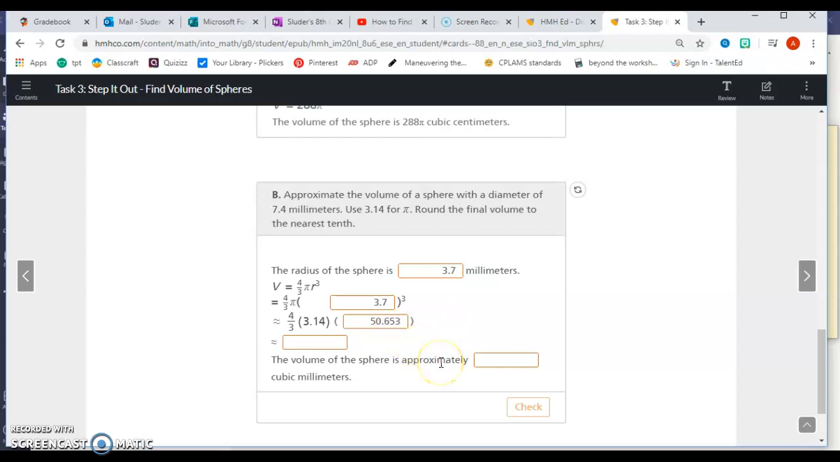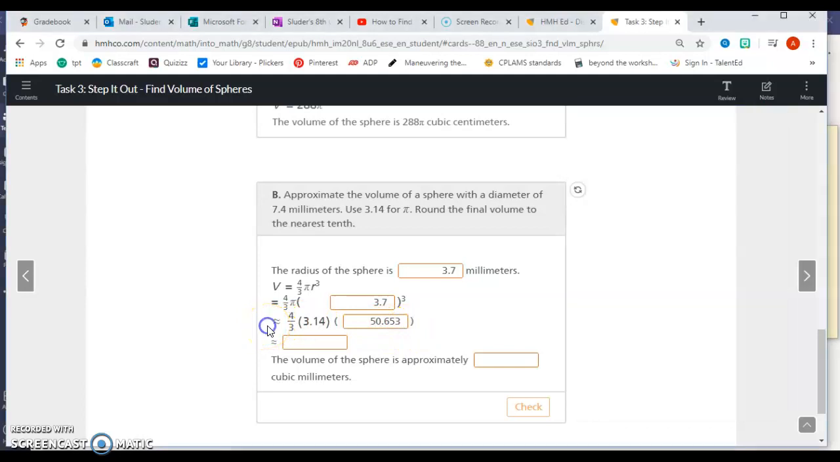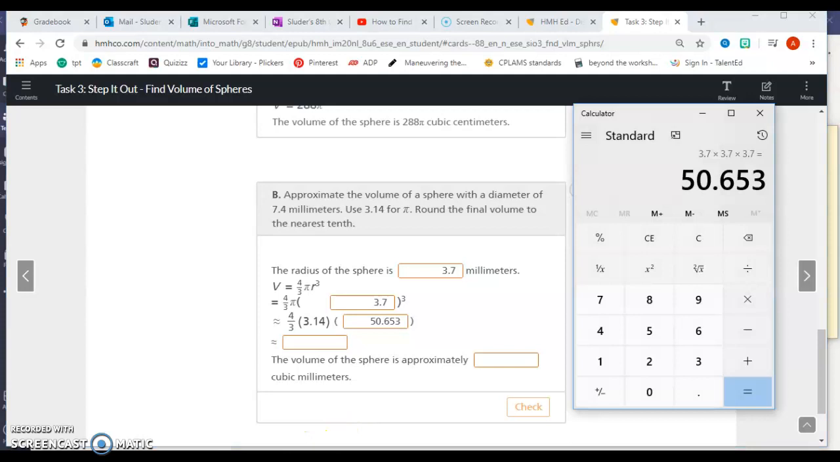Alright, and then I can continue my equation. So I'm basically going to work it from the right to the left. Because this is multiplication, I can do it in any order. So I'm going to start with 50.653, multiply it by 3.14, multiply it by my numerator 4, and then divide it by my denominator 3. I get 212.067, but I want to round my final answer to the nearest tenth.